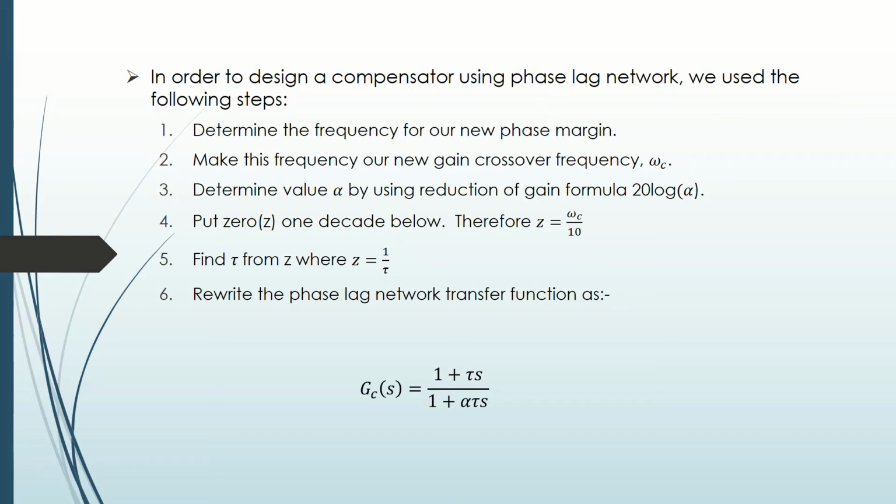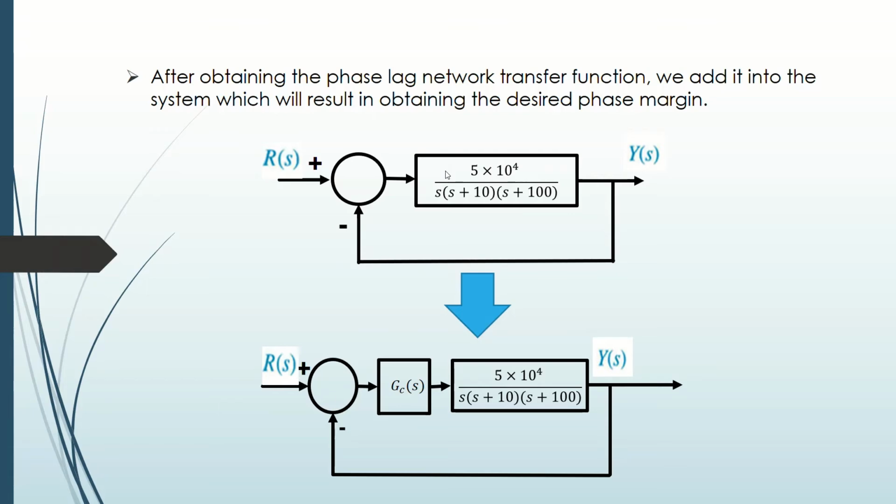And lastly, we will write the phase-lag network transfer function as follows: Gc(s) equals (1 plus tau s) over (1 plus alpha tau s). After obtaining the phase-lag network transfer function, we will add it into the original system, which will result in obtaining the desired phase margin.